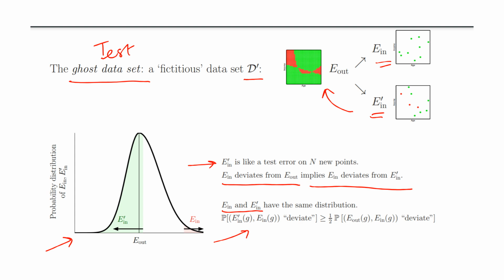But the fact that E prime is closer to E out tells us that the probability of the deviation between these two quantities, the first sample and the second sample, is greater than, as you can see here, at least half of the times. Maybe another way of putting it is half of the times the deviation between E in and E prime is greater than the deviation between E in and E out, right?